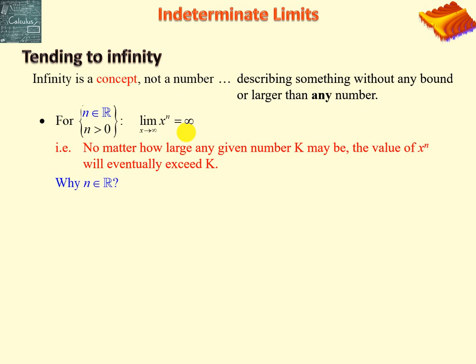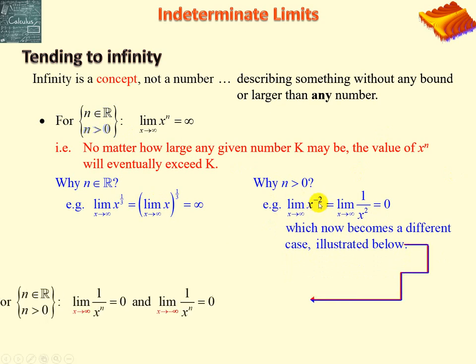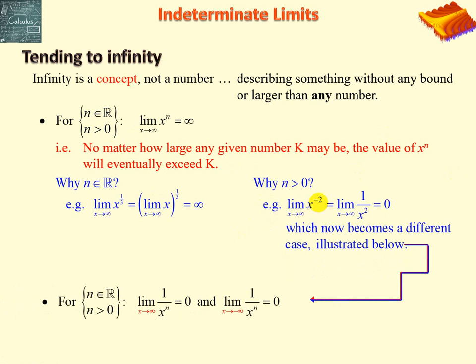Why an element of R? Well, even if you have 1/3, for example, that's fine. That's cube root. It's still becoming bigger and bigger, infinitely bigger. The only thing it can't be is negative. In fact, here's an example. If it was less than 0, for example, if we have -2 here, then we'll end up with 1 over x squared. Now that's becoming infinitely large below, which means I'm going to go towards 0.